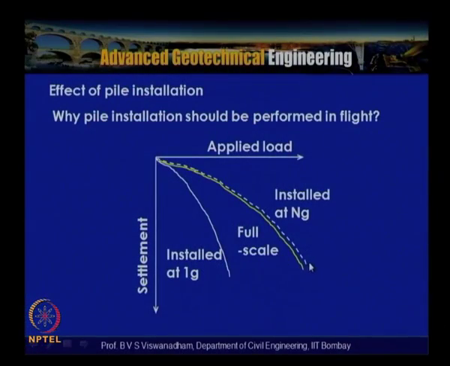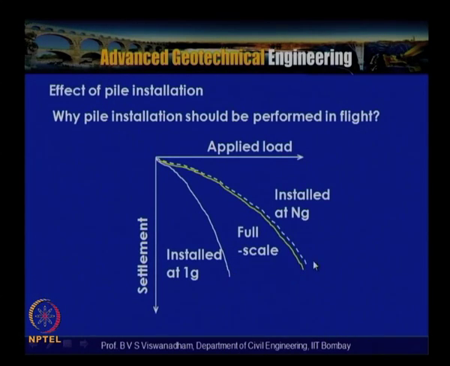So if you have a typical pile installed, let us say by driving into the soil, and in the field you measure the applied load versus settlement using, say, a pile load test, we may get a profile like this. If you install the pile at normal gravity and test the pile at N gravities, then you may get an applied load settlement behavior like this, which is drastically different from the one in the field.